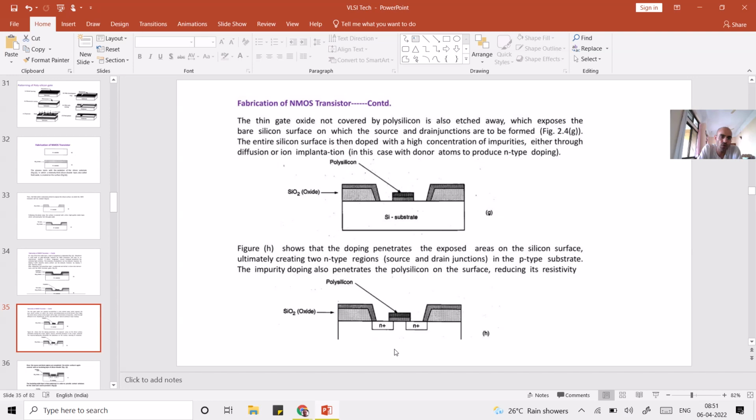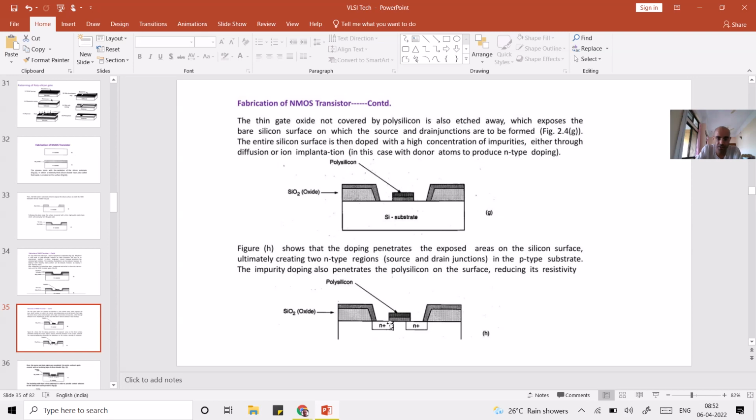Diffusion will have some lateral diffusion as well. It will not have the diffusion in the vertical direction only, but also in the horizontal direction. So there will be some encroachment under the gate, and under this oxide layer as well. Whereas if you use ion implantation, the encroachment will be very, very less. Okay, it will still be there.